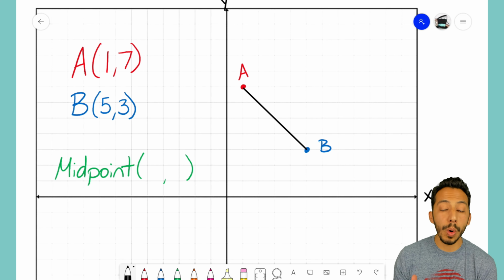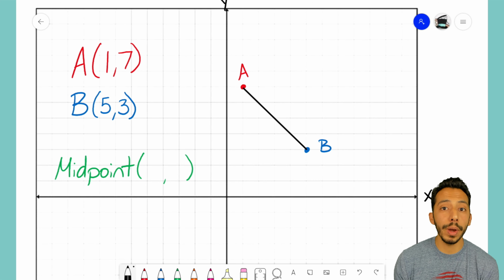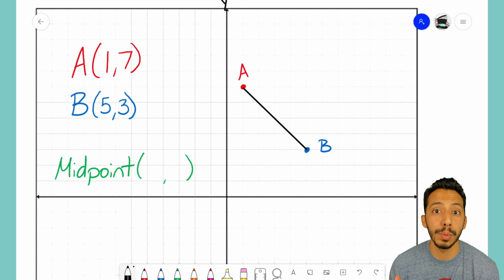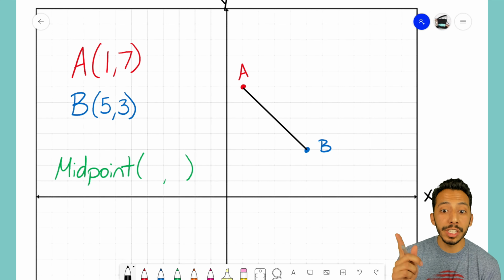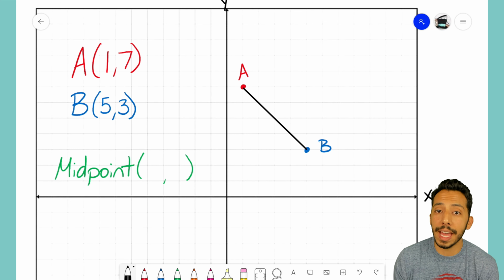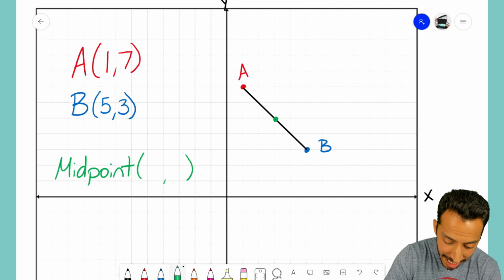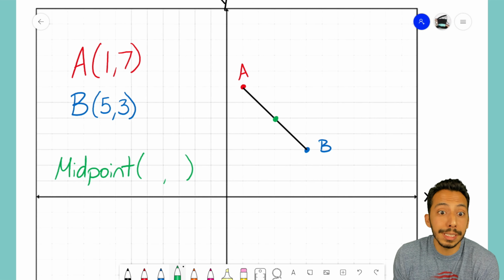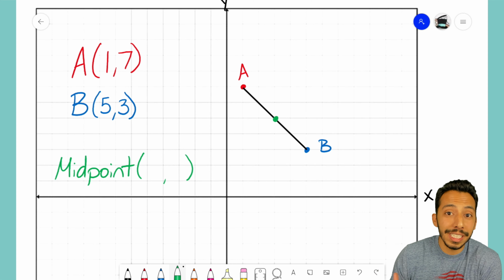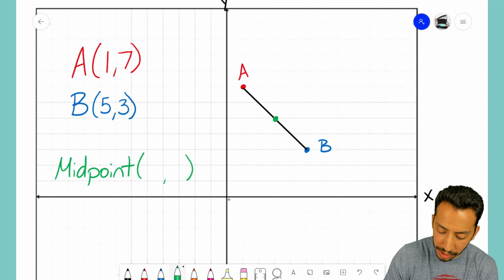Now, we want to find our midpoint. Remember, the midpoint is just the point in between those two points, A and B. Looking at the graph, I think it's easy to see once we graph it. Where is the middle of that line? Some of you might go right away, oh, it has to be here at that green point, because it looks like it's the middle, and that actually is our midpoint. Now I can just go ahead and find the coordinates of that really quickly.